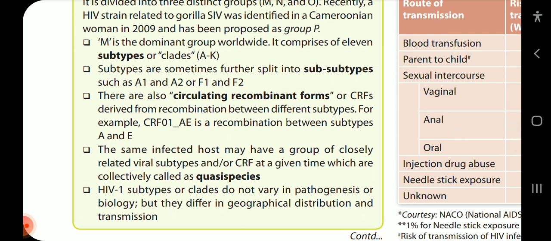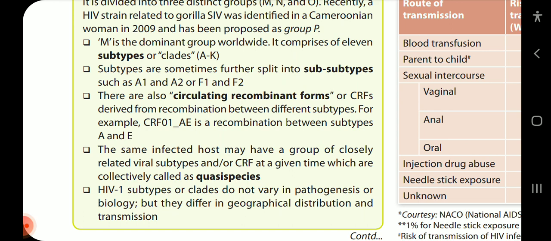M is the dominant group worldwide. It comprises 11 subtypes or clades, A to K. Subtypes are sometimes further split into sub-subtypes such as A1 and A2 or F1 and F2. There are also circulating recombinant forms, or CRFs, derived from recombination between different subtypes. For example, CRF01_AE is a recombination between subtypes A and E.